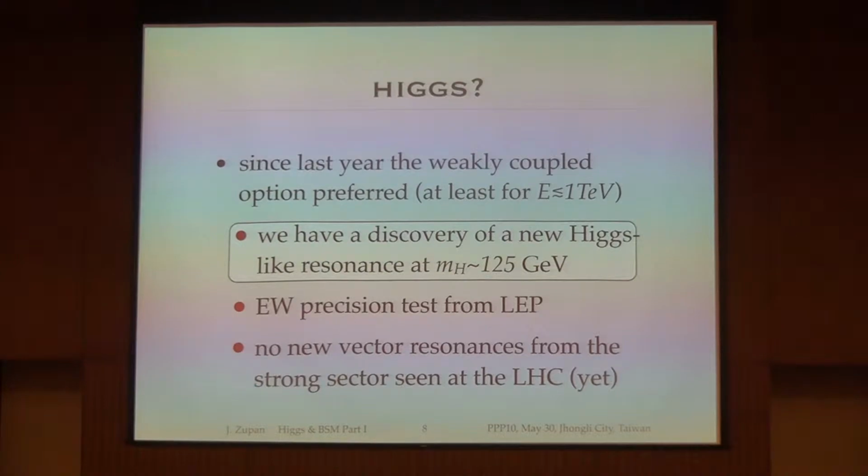So, are we seeing the Higgs or not? We have discovered a new Higgs-like resonance at 125 GeV. The electroweak precision tests from LEP tell us more about it. There's also the information that no new vector resonances from strong sectors are seen at the LHC. So it does look like these weakly coupled options are preferred. Again, this is one of the things that I would like to cover in the lectures, to quantify how precise this statement is right now.